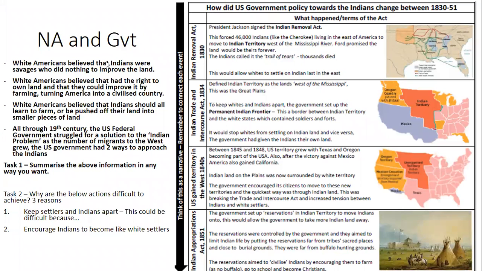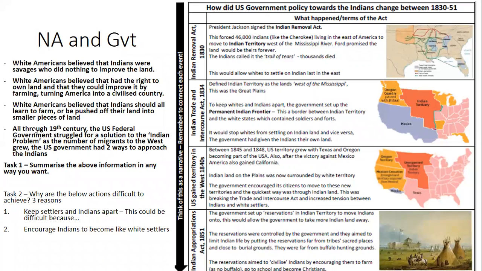White Americans believed that Indians were savages who did nothing to improve the land. White Americans believed they had the right to own the land and they could improve it by farming it, turning America into a civilized country. White Americans also believed that the Indians should all learn to farm or be pushed off their land. And this is what became a problem for the government. The federal government had a conundrum here. There was a so-called Indian problem.